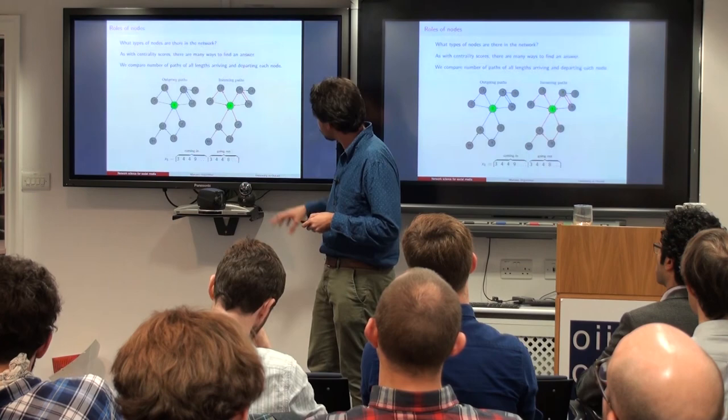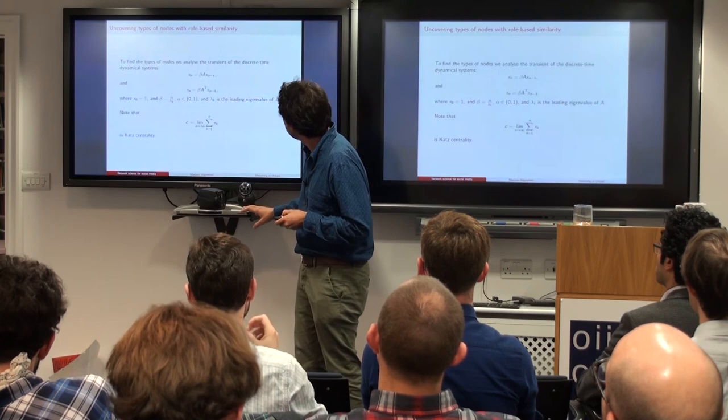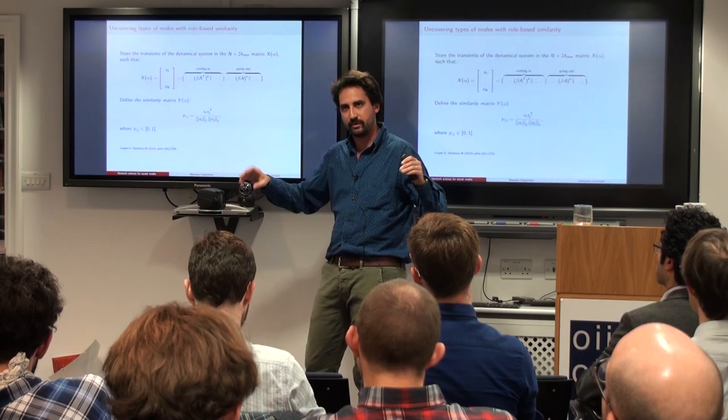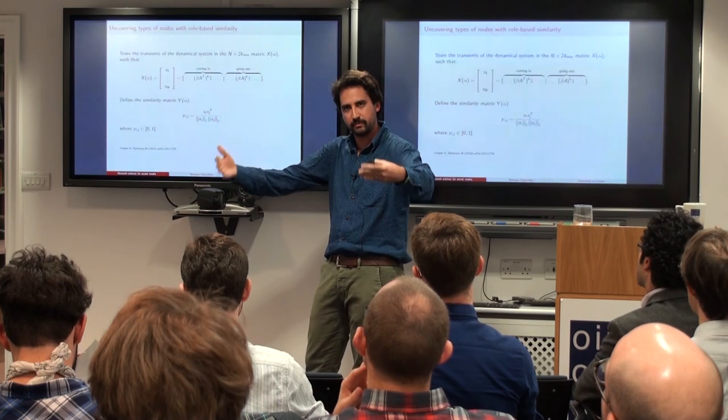For those of you who study social networks, this is related to a type of centrality called Katz centrality, but it's not quite it. Based on these lists of the number of nodes that can reach you and that you can reach, we can devise a similarity score between the nodes. So for instance, how alike are the lists? Do they look similar, so they can reach a similar number of nodes?